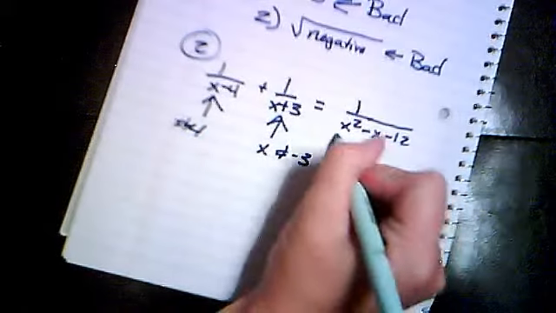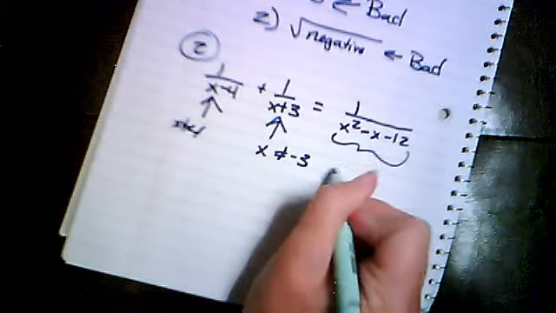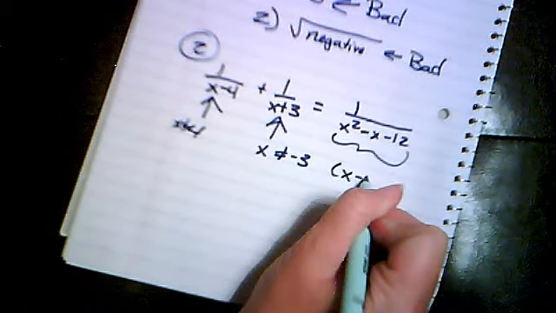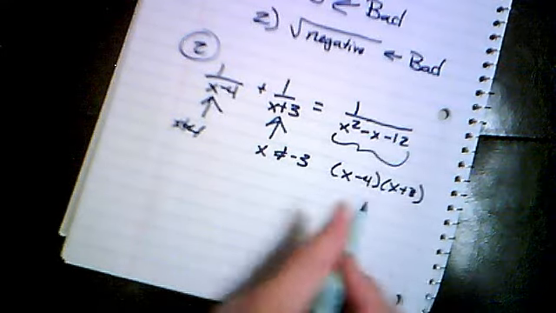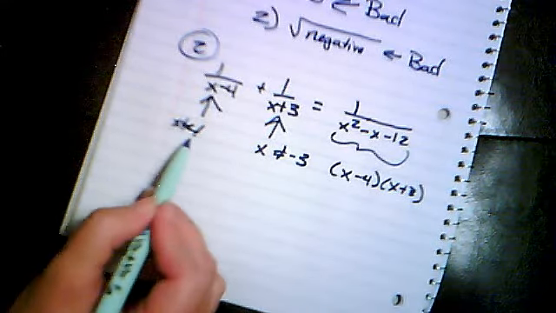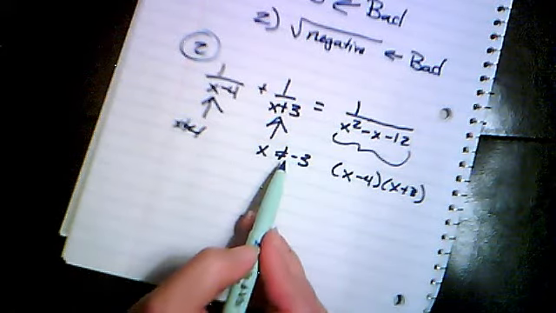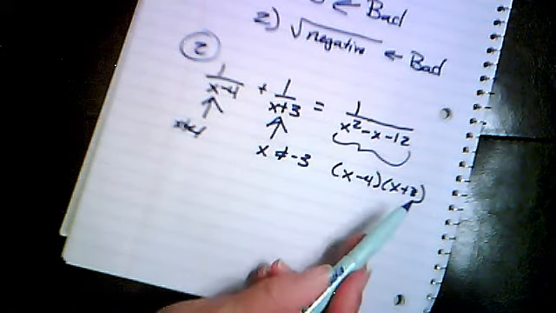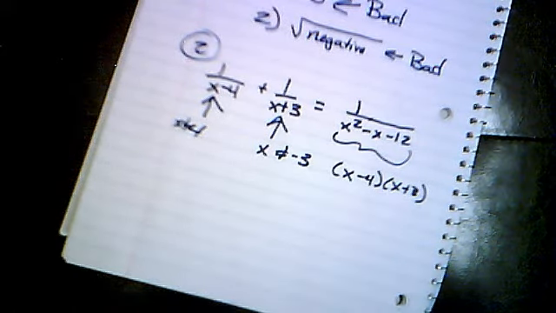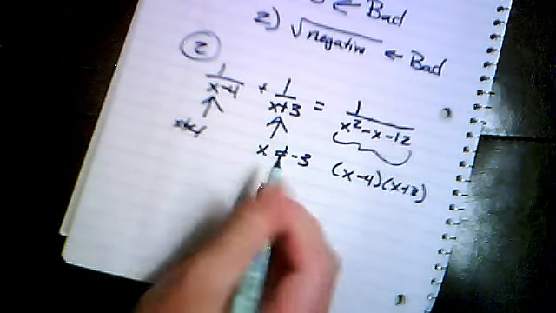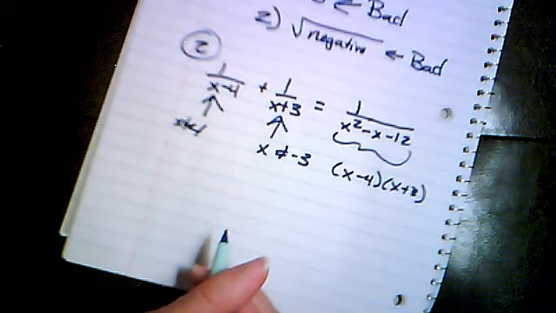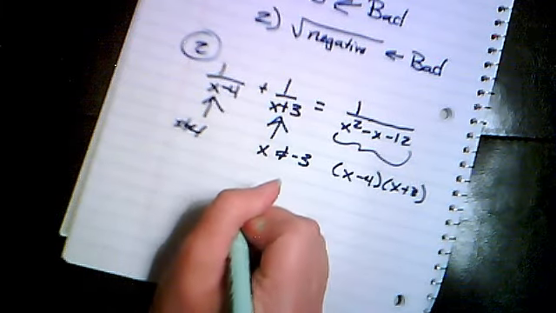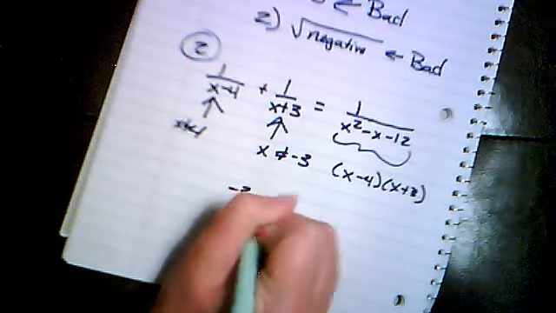Now this one over here is made up of x minus 4 times x plus 3. So I've already talked about I'm not allowed to have a 4, so that one's already taken care of, and I'm not allowed to have a negative 3. So that one's also taken care of. So I say that my domain restrictions, or the way that they say it in here, is the values of x that cannot be solutions of the equation are going to be negative 3 and 4.